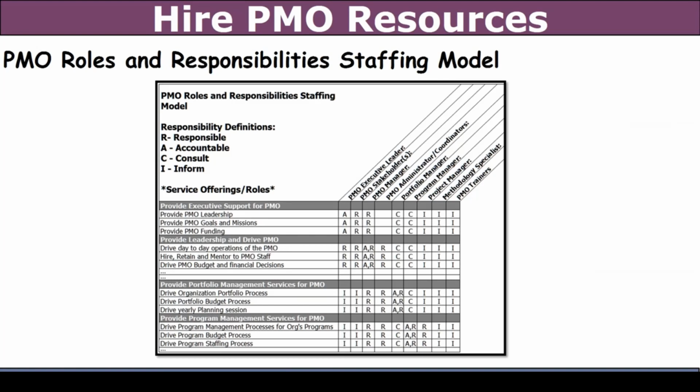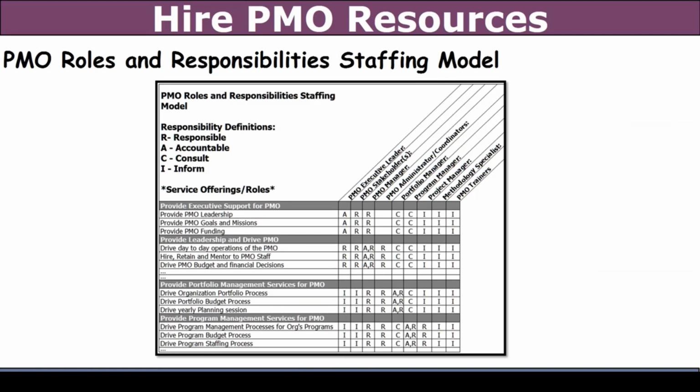Wow, what's the first thing you think? Well, that's just a RACI. Well, actually, it's not just a RACI. And let me break this down. When you're looking at this, the first thing I want to highlight is the service offerings and roles. So provide executive support, provide leadership, provide portfolio management, provide program management, provide project management, and whatever the case may be, and you're seeing them highlighted in the dark gray lines.